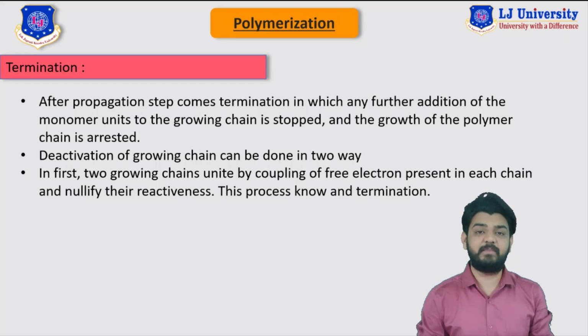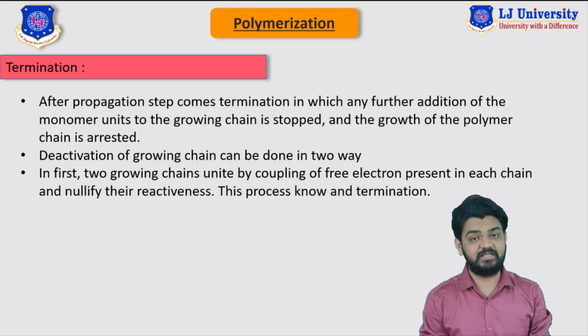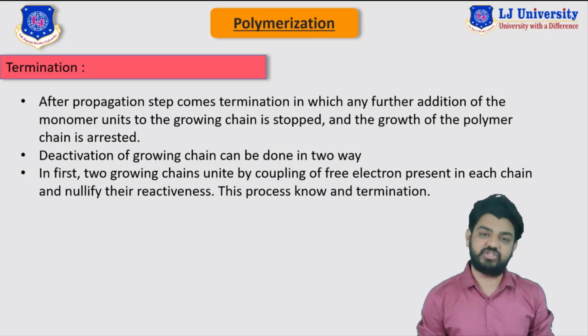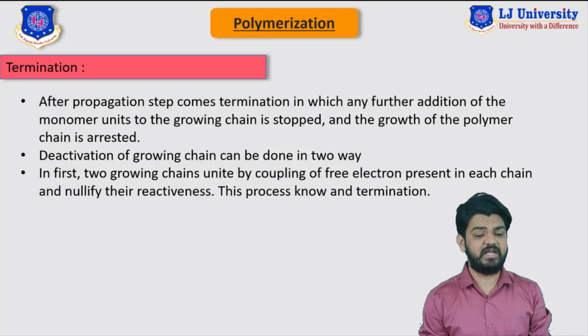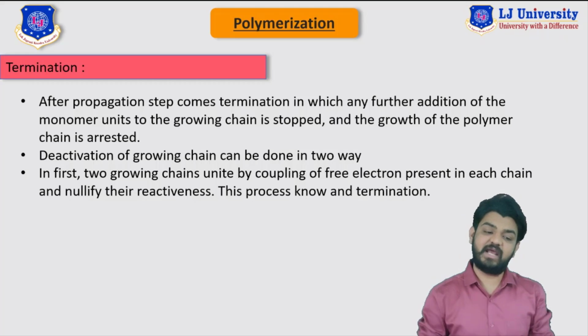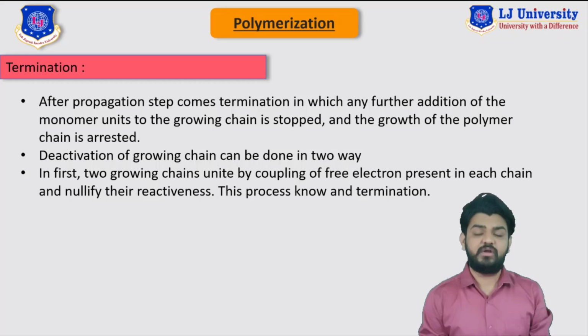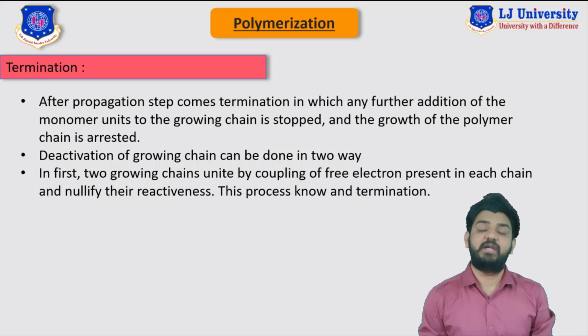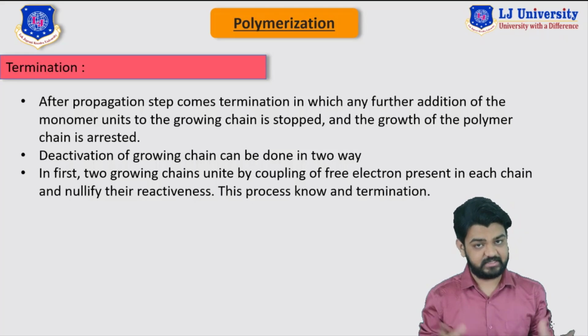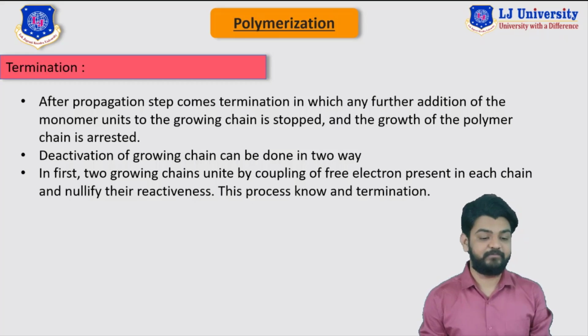Now, the third step is termination, in which we try to stop this polymerization process by killing the free radical generated in the polymerization process. You can see on the screen, after the propagation step comes the termination step, in which any further addition of monomer units to the growing chain is stopped. So with the termination step, we do not allow the growth of the polymer and try to arrest the polymerization process by killing the free radical. How can we do this? We can achieve this deactivation of the growing chain in two ways.